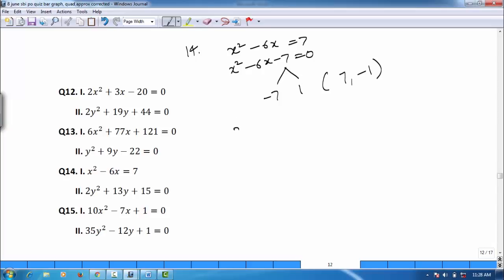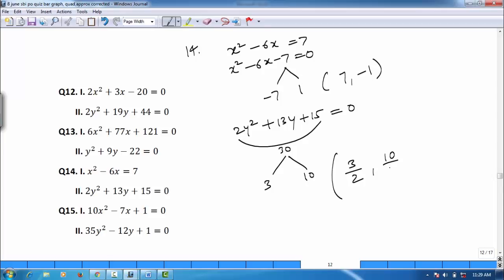And the second equation is 2y square plus 13y plus 15 is equal to 0. On multiplying 15 with 2 we get the value as 30, and 30 can be further divided into 3 and 10. On multiplying 3 and 10 we get the value as 30, and on adding them both we get the value as 13. So now we will divide these two values by the coefficient of y square, that is 2. So the values will be 3 by 2 and 10 by 2, and on changing the signs we will get the required roots as minus 3 by 2 and minus 5.